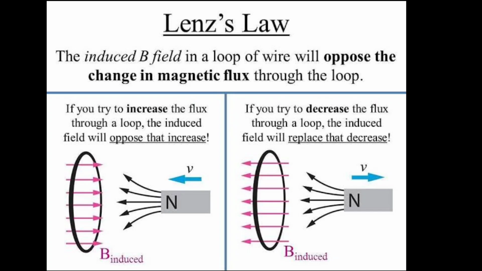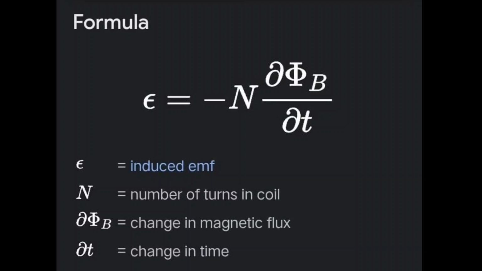That is, the induced magnetic field will always oppose the change in the magnetic flux that is producing it in the loop. According to Faraday's law of electromagnetic induction, we have a relation for the induced EMF, and here the negative sign is the significance or the importance of Lenz's law. The negative sign shows that the induced EMF opposes the rate of change of magnetic flux in a closed circuit.